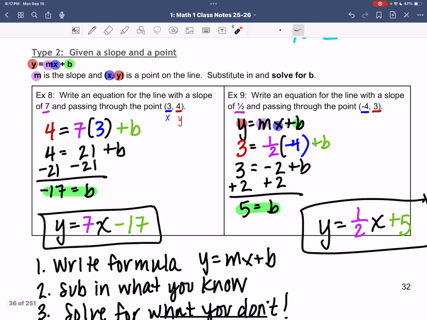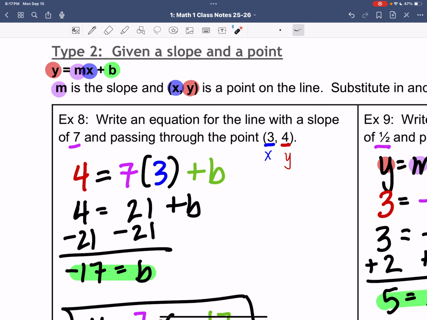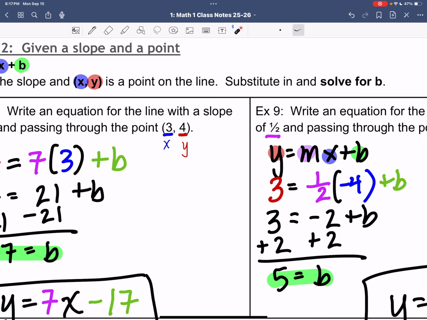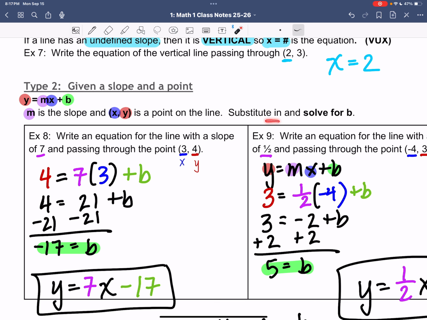Now, if you're given a slope and one point, so y equals mx plus b, I did some color coding for you guys. M is the slope. X and y are any point on the line. All you've got to do is substitute those in and solve for b.